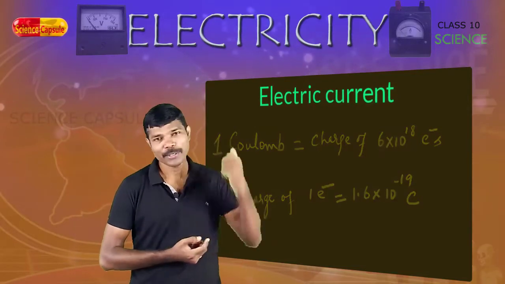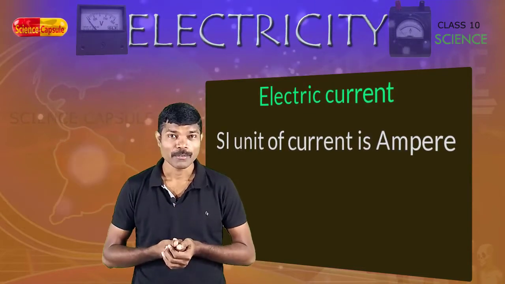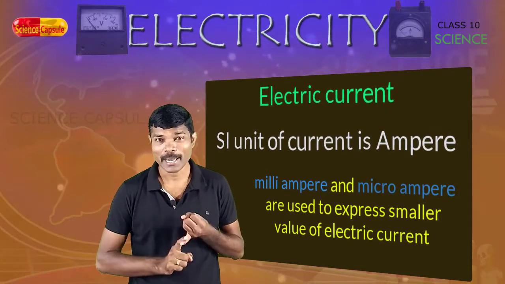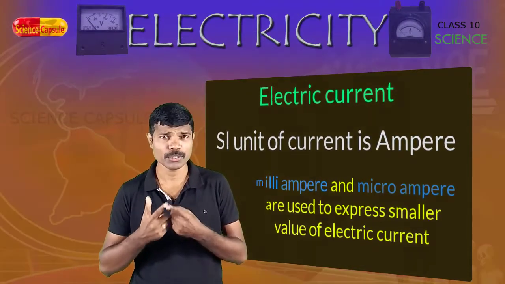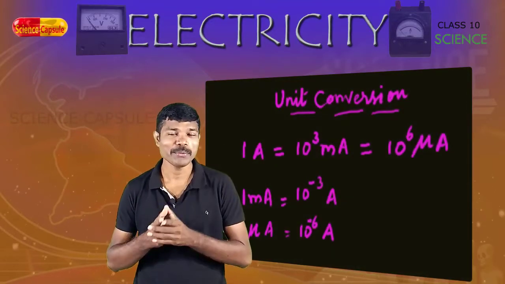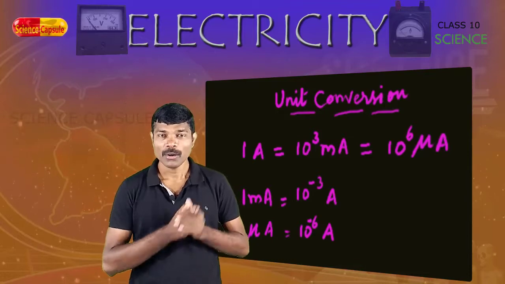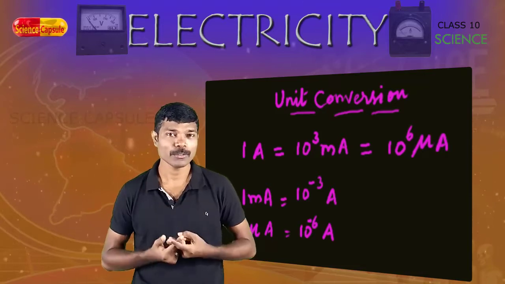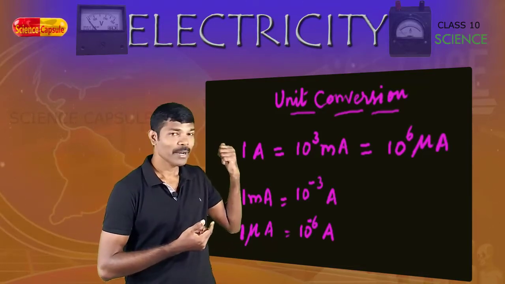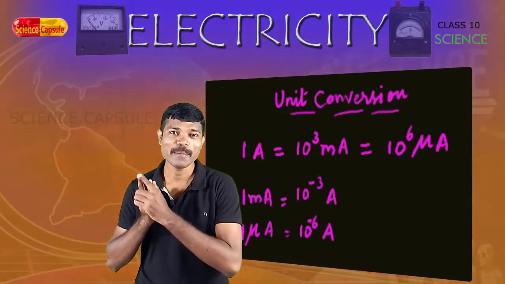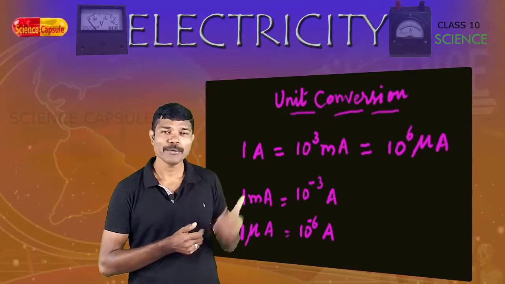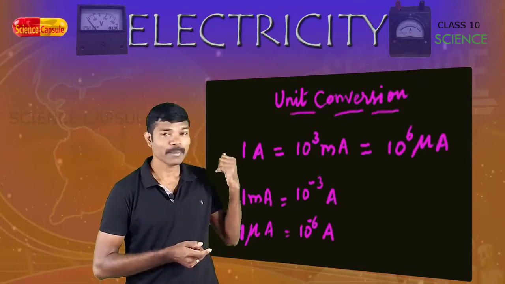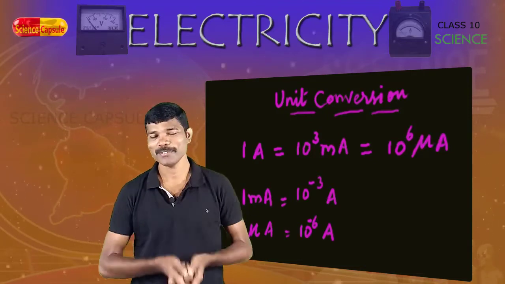So here the SI unit of current is ampere. For larger currents we use ampere, for smaller currents we use smaller units, milliampere, microampere, like that. The unit conversion you should know. 1 ampere is equal to 10^3 milliampere, or 1 ampere is equal to 10^6 microampere. In the reverse order also we can understand it. So 1 milliampere is equal to 10^-3 ampere, or 1 microampere is equal to 10^-6 ampere. This you need to remember, because while doing numerical problems this will help.